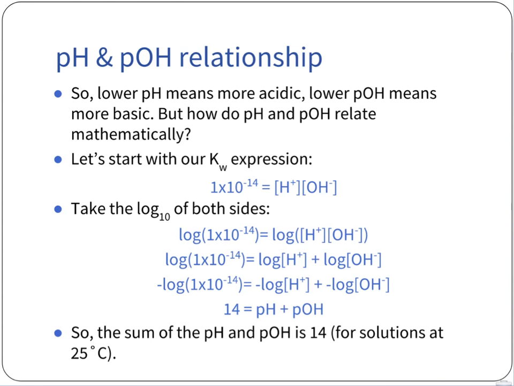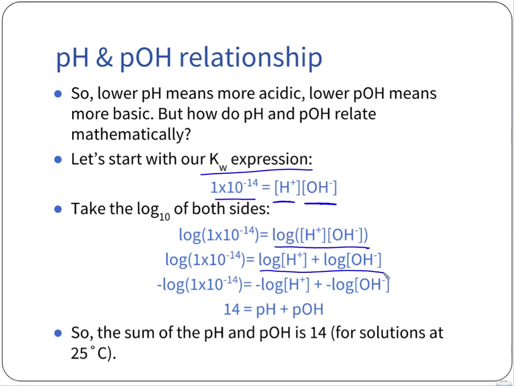So lower pH means more acidic, lower pOH means more basic, but how do these things actually relate to each other? There has to be some connection because they both came from the same formula. Well, let's start off with that. Let's look at our kW expression. So we said 1 times 10 to the negative 14th is equal to our hydrogen ion concentration times our hydroxide ion concentration. Well, let's take the log base 10 of both sides. So we have log of 1 times 10 to the negative 14th equals the log of the product of the hydrogen and hydroxide concentrations. Well, logarithms, remember, if you multiply two things in a logarithm, it's the same as adding those two. And so we can say that this is log hydrogen ion concentration plus log hydroxide ion concentration.